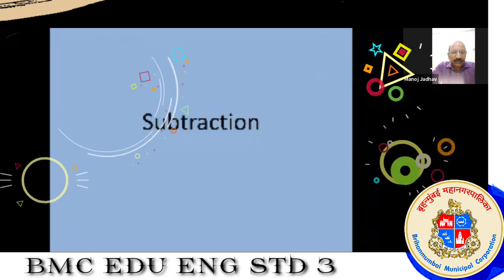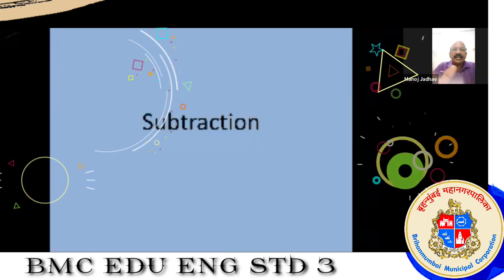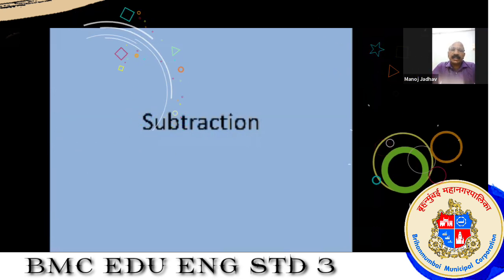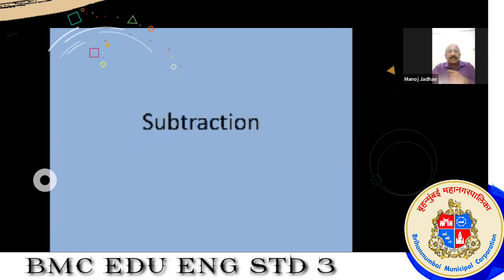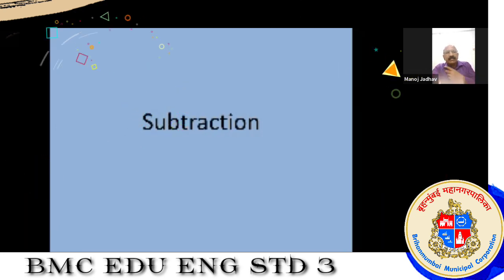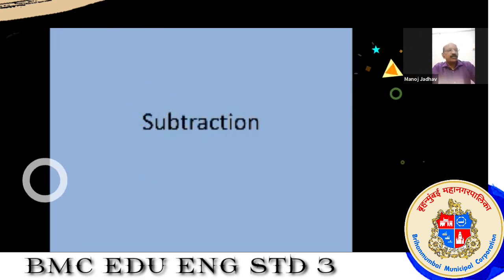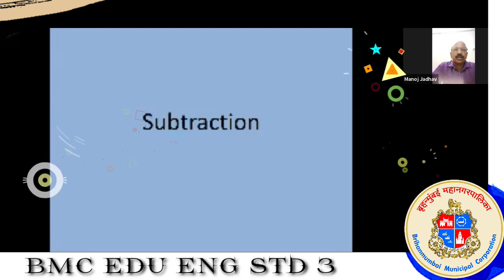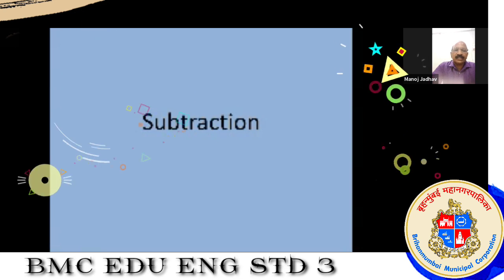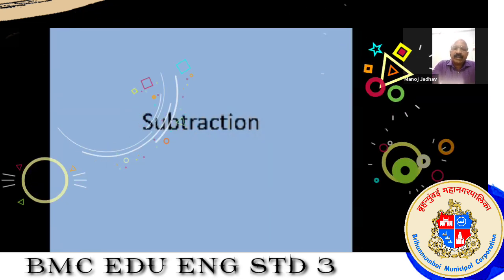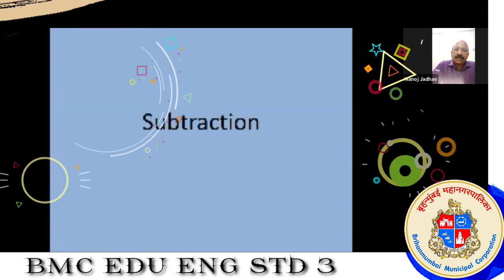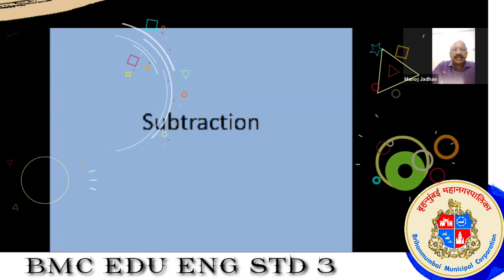Subtraction means what? One number is given, and we are taking out another number from that number. One bigger number is given, and from that bigger number we are subtracting, taking out another number. For example, suppose we have 5 chocolates. Out of these 5 chocolates, if I ate 2 chocolates, how many chocolates do I have now? That is called subtraction.